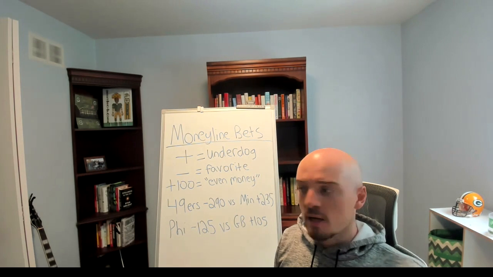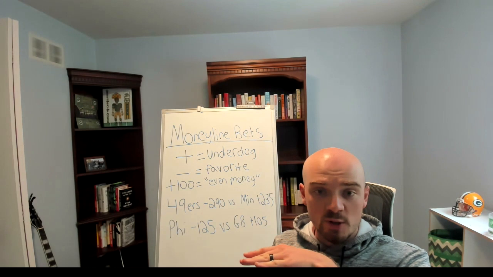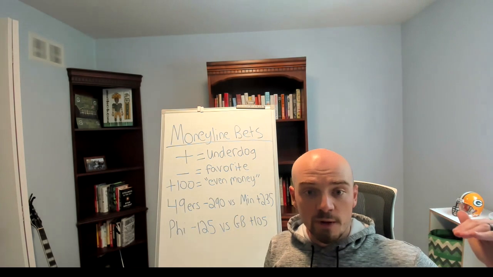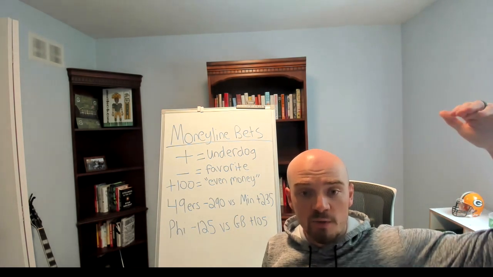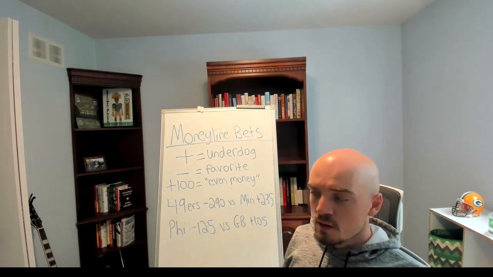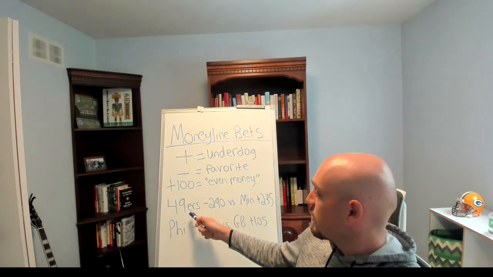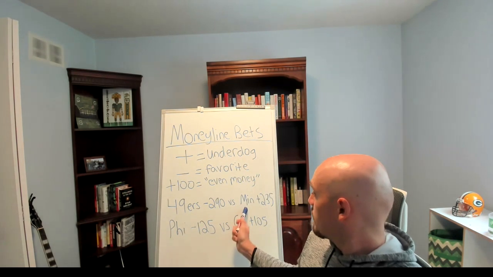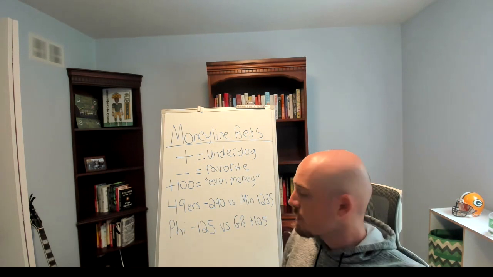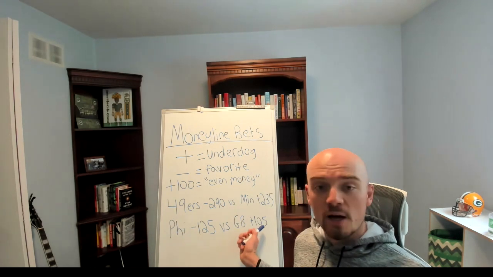And then the reverse of that can be said for favorites. If plus 100 is the threshold, from there you get to minus 110, minus 150, minus 300, minus 400, minus 500. The further along you get, the bigger the favorite the team is. In this scenario, we have the 49ers minus 290 versus the Minnesota Vikings plus 235. So the Niners are big favorites in this game. Whereas here you have the Philadelphia Eagles minus 125 against the Packers at plus 105.